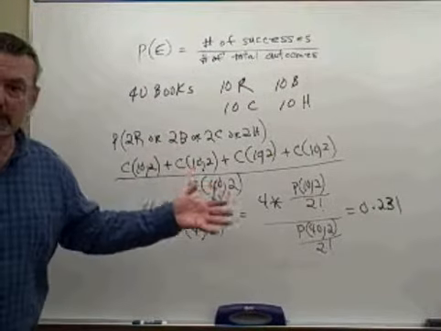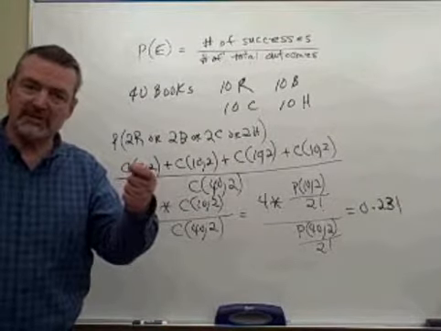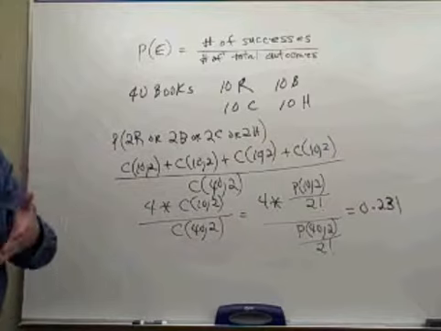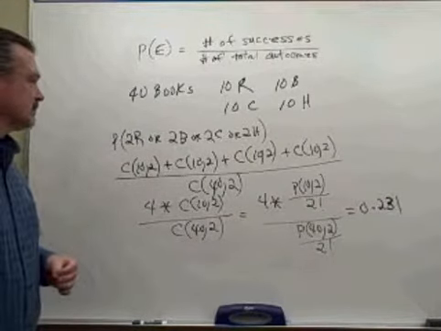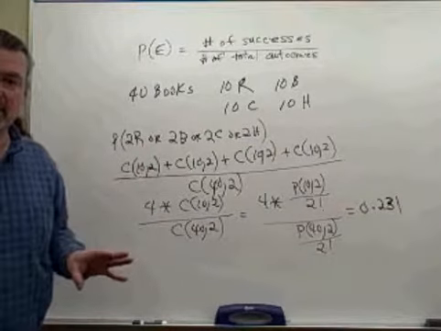So roughly 23% of the time, we would expect to pull out 2 books that were of the same kind, either 2 romance, 2 biographies, 2 craft, 2 historical fiction. So that's the probability that we get 2 books the same.